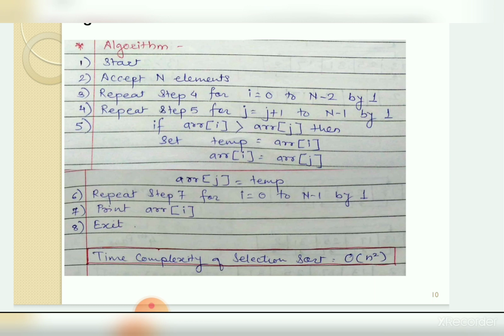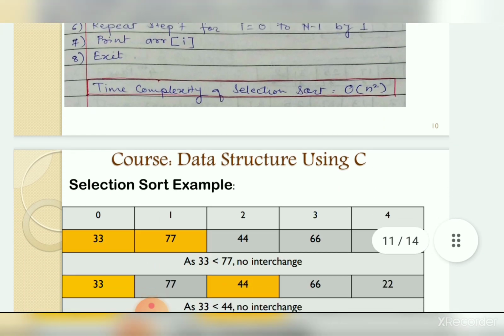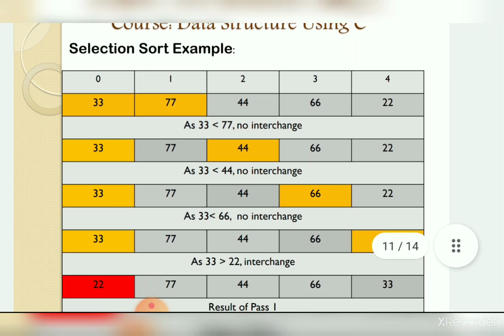And repeat step number 7 for I equal to 0 to n minus 1 by 1 and print array of I, exit. So again, since you require two for loops, the time complexity of selection sort is also O of n square. That is the worst case time complexity, O of n square. There is also one example given.